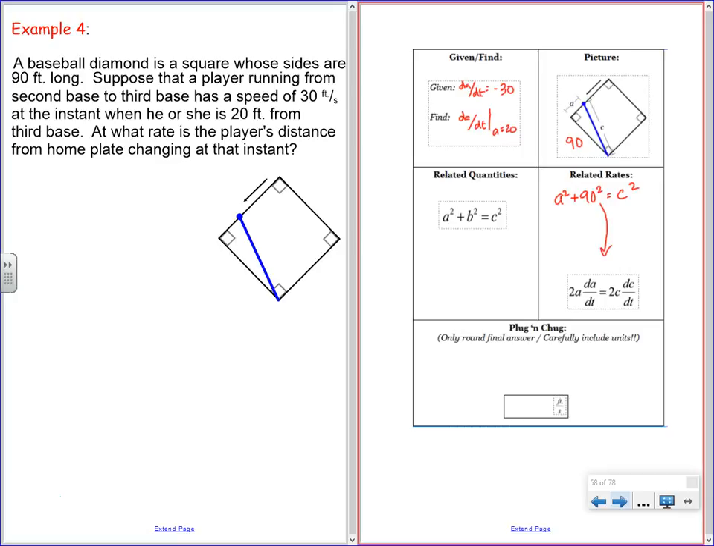But if you can figure out who's not changing, if you think about the motion and the movement, say, oh, hey, this just stays the same the whole time as he goes from second to third. So now plug and chug. You guys help me out. What'd you plug and chug?